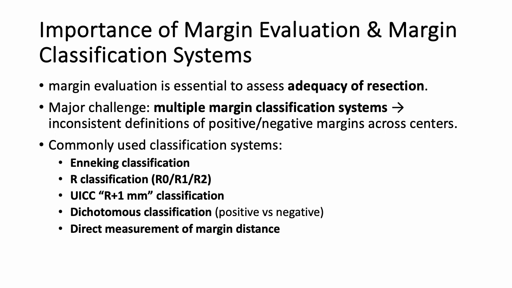There are multiple classifications used. To name some: the Enneking classification, the R classification, which is also endorsed by AJCC, and then UICC endorsed the R plus 1 mm classification, the dichotomous classification, which was the ancient one, and the direct measurement of the margin distance is also another system used. I'll discuss each system briefly. As there are multiple margin classification systems, inconsistency in the definition of positive and negative margin across centers is seen in soft tissue sarcoma.